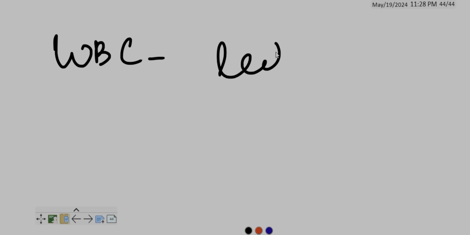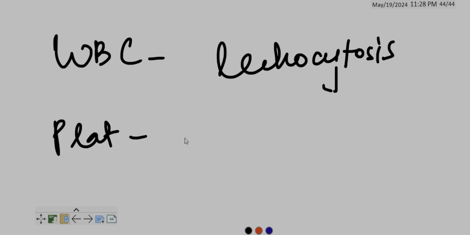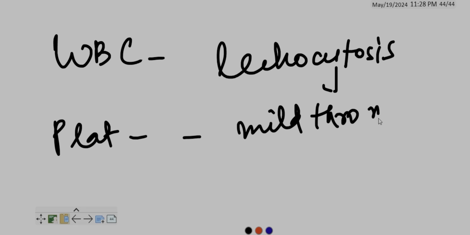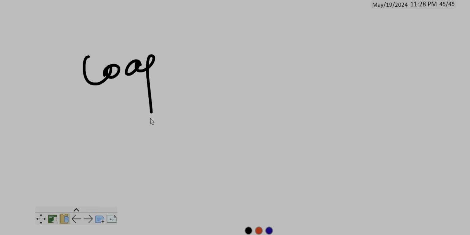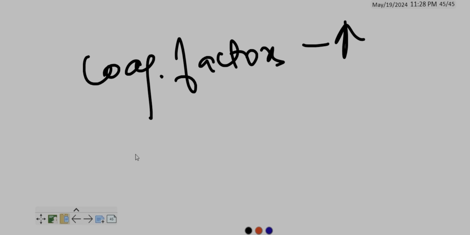Now, what happens to the WBC cells? There will be leukocytosis, so you can't differentiate it from infection. In platelets there will be mild thrombocytopenia; the platelet numbers reduce. Next, what happens to the coagulation factors? All the coagulation factors rise, except factor 11 and factor 13.